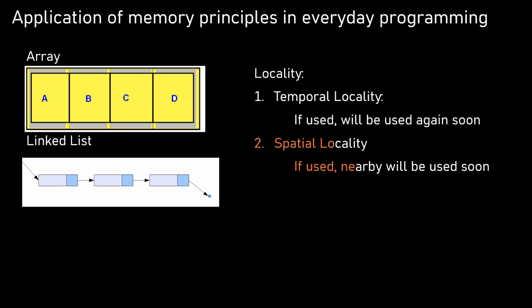Of course, spatial locality is very important here. Because the elements of an array are stored in continuous memory addresses, they make use of rapid cache speeds as they are loaded into the cache thanks to the principle of spatial locality.